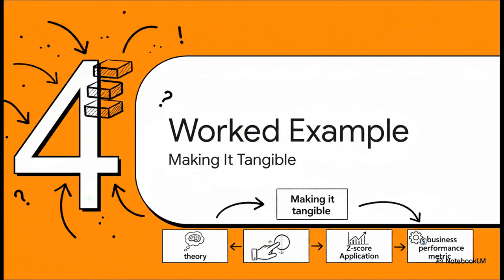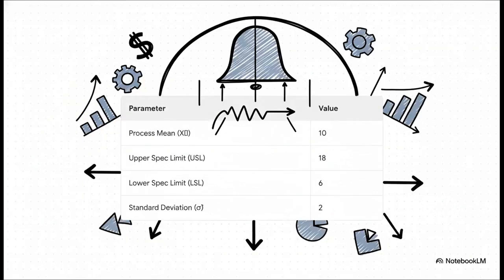The real power of this stuff comes from seeing it in action. So let's make this tangible and see how it actually works in the real world with a quick example. So, let's pretend we're making some kind of precision part. Our process averages a measurement of 10 units. The customer, the only voice that really matters, tells us that anything between 6 and 18 is acceptable. Those are guardrails. And we've measured our process swerve, our standard deviation, and it comes out to be 2 units.